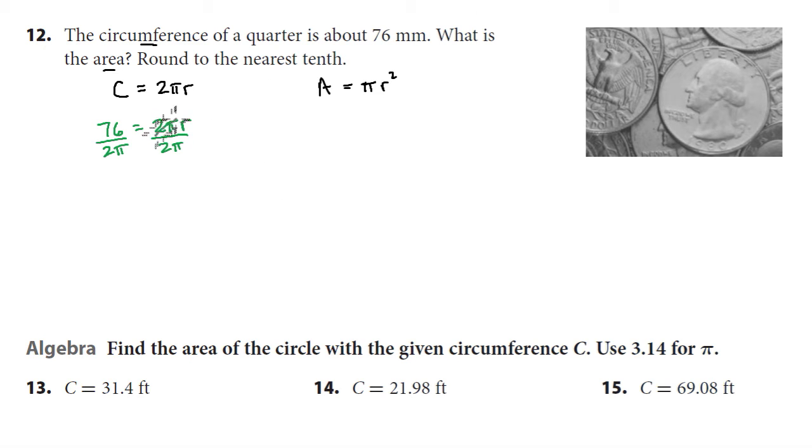2 pi over 2 pi is 1. I can cross that out. Let's do that in a different color so you can see that. So these are being canceled because 2 pi over 2 pi is 1. That means I know that radius is equal to 76 divided by 2 pi. Now, when you're going to put that in your calculator, if you're going to estimate that to, let me see, should I estimate that? Let's see.